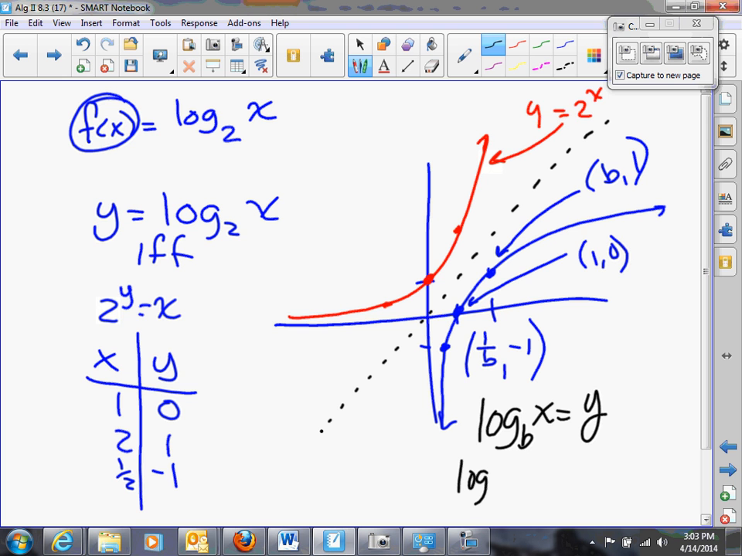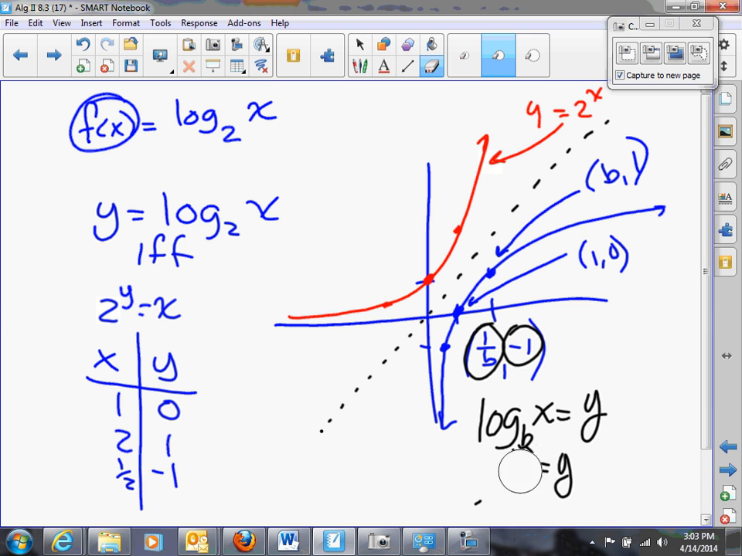Log base b of 1 over b equals y. Now remember, y is the exponent. So we would say, the exponent you'd put on b to get 1 over b. Now, what exponent would you put on b to get 1 over b? Well, 1 over b is the reciprocal of b, and the way we do that is we would use an exponent of negative 1. So y would be negative 1. So when the input is 1 over b, the output is negative 1. Or the exponent on b that gives you 1 over b is negative 1. So (1/b, -1) is one of the 3 points that you'll find on a logarithm graph.